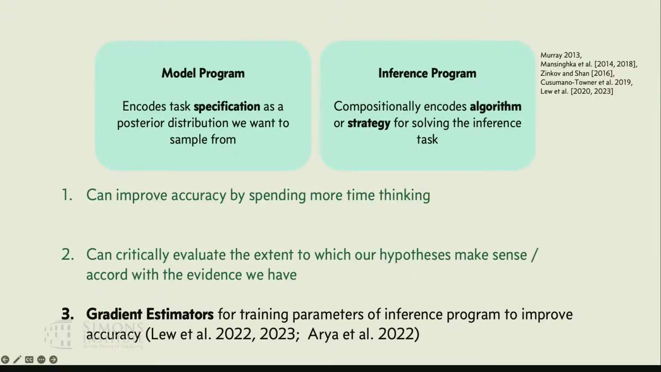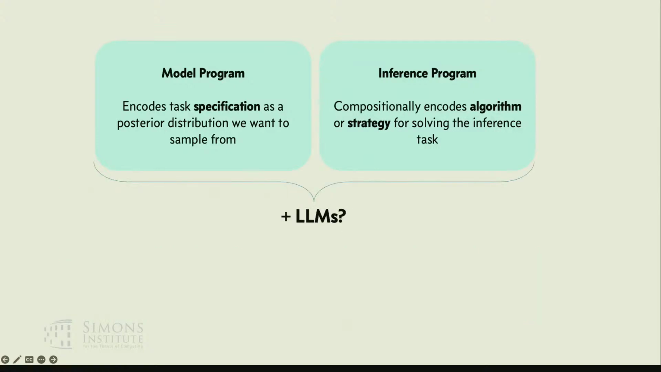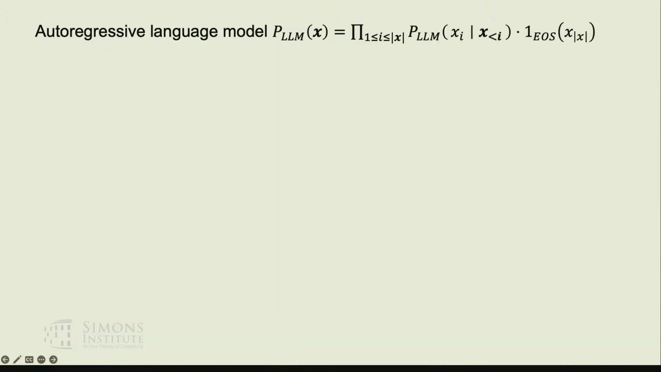We can critically evaluate the extent to which our current hypotheses actually make sense given our model of the world. And if we repeatedly face the same kind of inference task, we can train ourselves to get better at solving it. So something we've begun to explore is whether adding LLMs to this picture might let us both specify various linguistic tasks as formal probabilistic models and enhance our inference algorithms by letting them do some of their thinking using language as a tool. So I'll first talk about the modeling side of things.